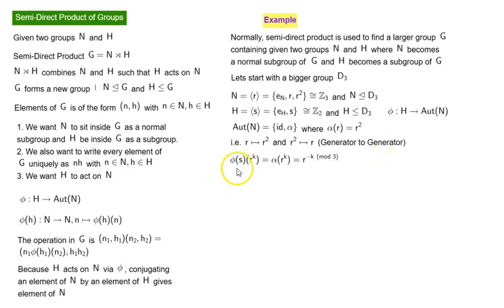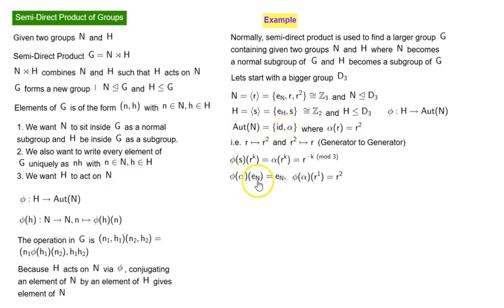Now, phi of S of R to the power of K is equal to alpha of R to the power of K, which is equal to R to the power of minus K mod 3. Phi of alpha, see here, this was a general statement. Now, phi of alpha, ID and alpha, we have two options.